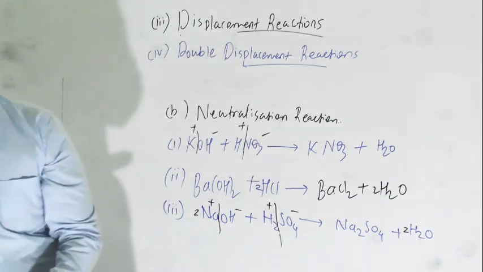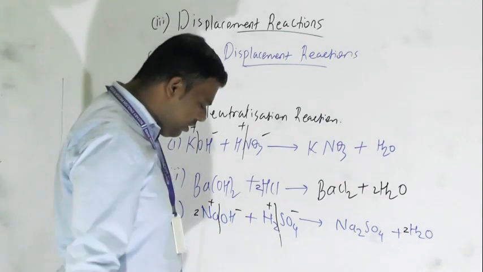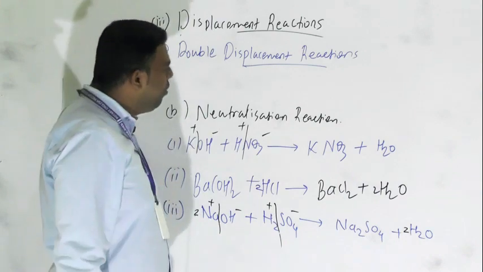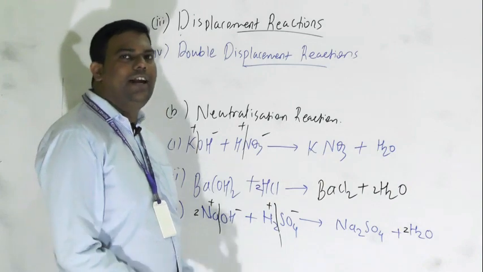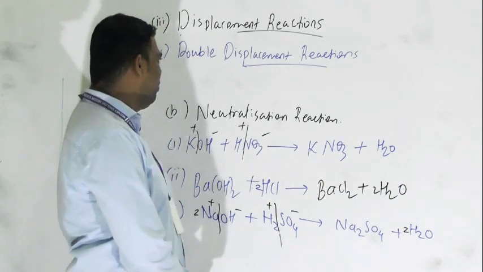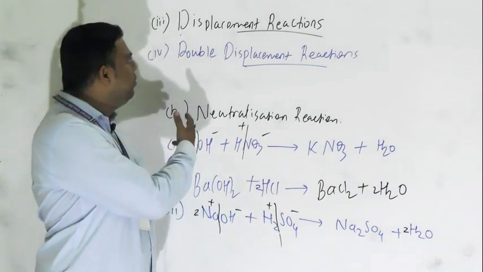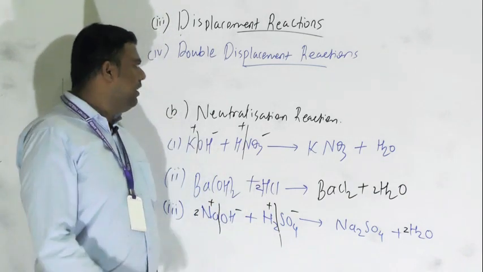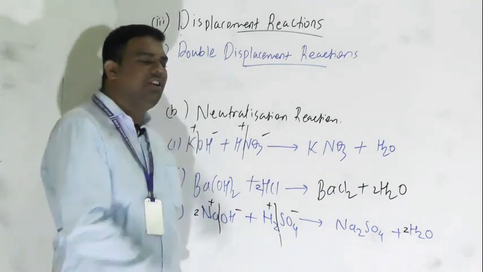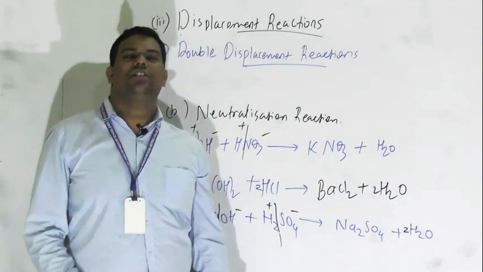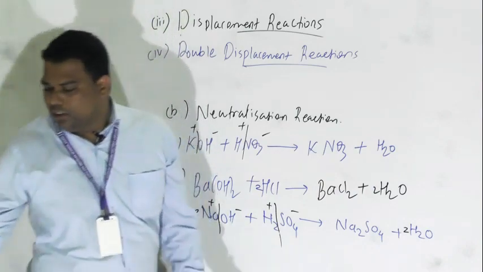Now we will see one question. Identify the type of chemical reaction. You have to write in your notebook which type of reaction it is. Now we saw displacement reaction, single displacement, then neutralization reaction. Neutralization reaction, it is of which type? It undergoes double displacement.